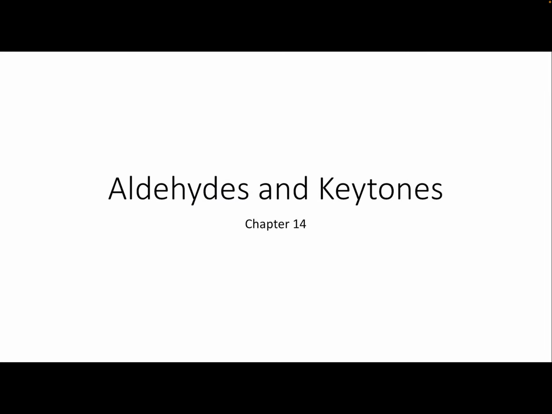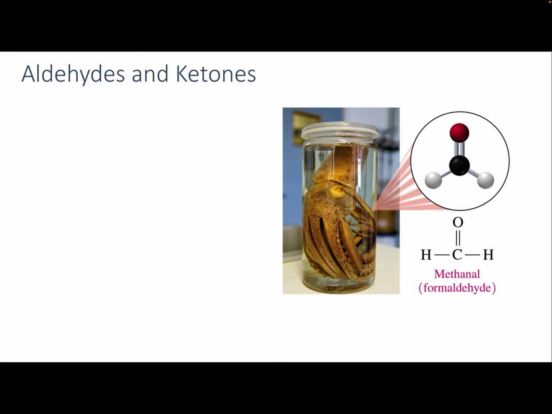In this chapter, we're going to be looking at aldehydes and ketones. So let's just jump right in. Aldehydes and ketones contain carbonyl groups. One of the learning objectives in this section is identifying the carbonyl groups and then determining if it's an aldehyde or a ketone based on what's attached to the carbonyl. Carbonyl is this C double bond O.